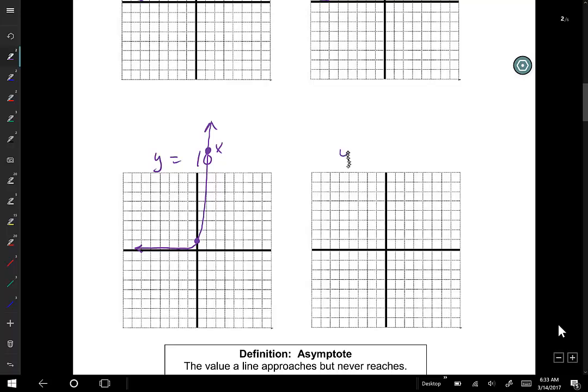Let's try a final one. y equals 5 times 2 to the x in comparison. Well, instead of going through (0, 1), now we're going to go through (0, 5), and then it's going to go up from there. And so if we go to -1, it'll be at 2.5. And so you're going to come down a little more gradual, but go up much more steep.